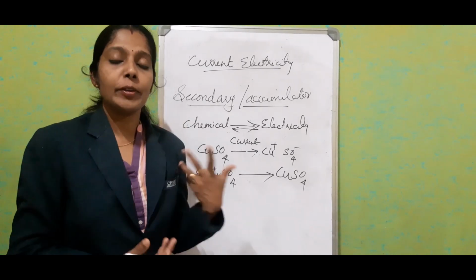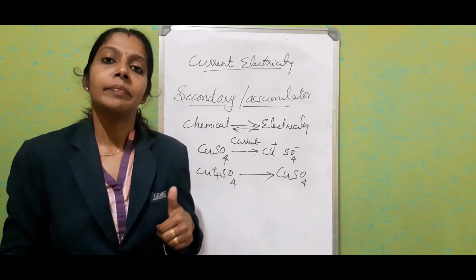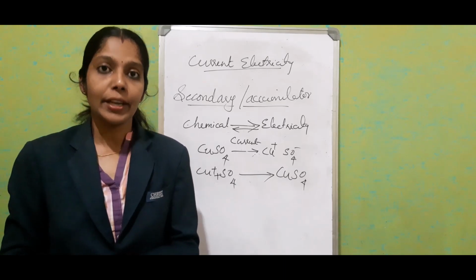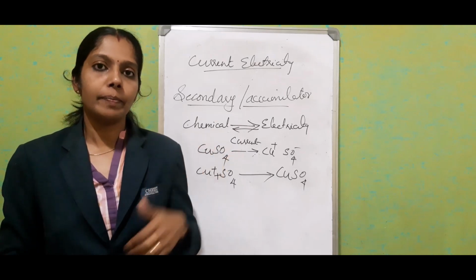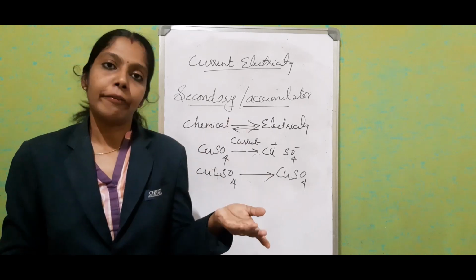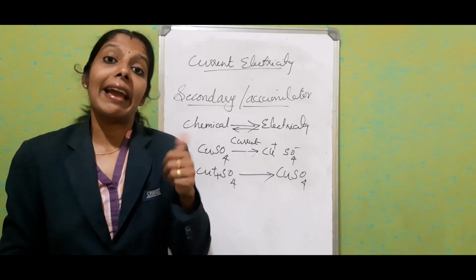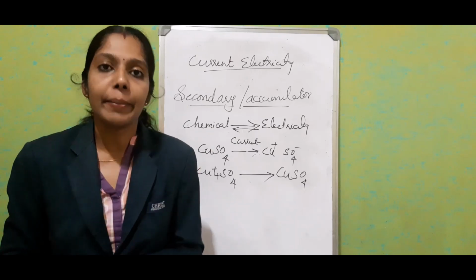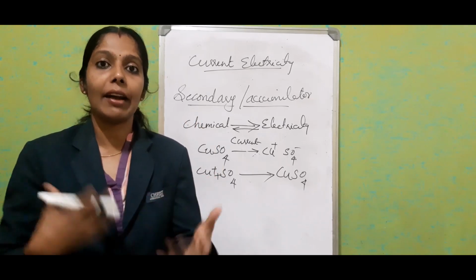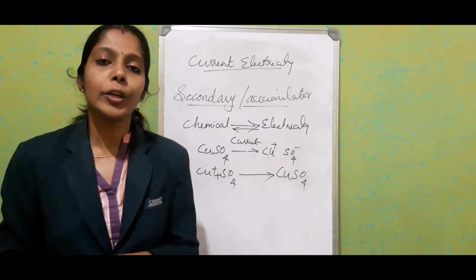If you see the difference between primary cells and secondary cells, first, in primary cells the chemical reaction is irreversible, and in secondary cells the chemical reaction is reversible. For primary cells, chemical energy changes into electrical energy, and for secondary cells, during the recharging time, electrical energy changes into chemical energy. Primary cells are very cheap, affordable to everyone, but secondary cells are a little bit costly.